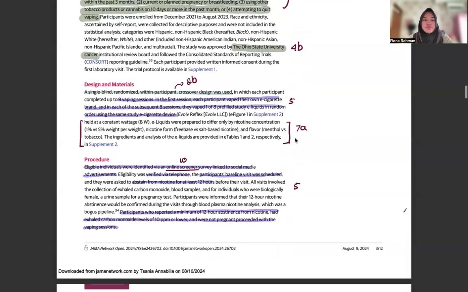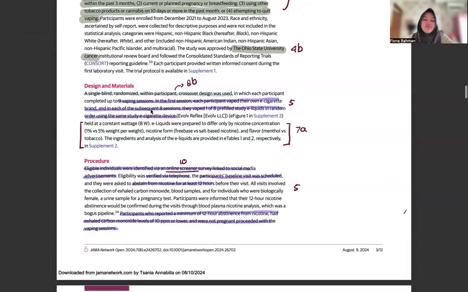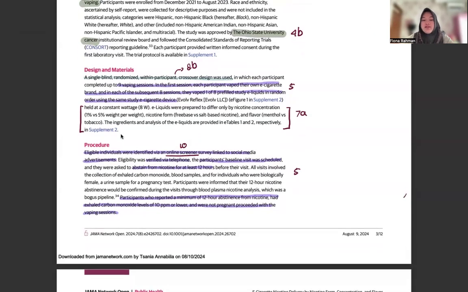Okay, we will move to the design and materials section. In this section, I find the type of randomization: a single-blind randomized, within-participant, crossover design. Also in the first paragraph, it contains the intervention for each group, 9 vaping sessions. In the first session, each participant vaped their own e-cigarette brand. In the other sessions, up to the 8th session, they vaped a study e-liquid in random order using the same study e-cigarette device. And the last sentence in the first paragraph contains how the sample size was determined.